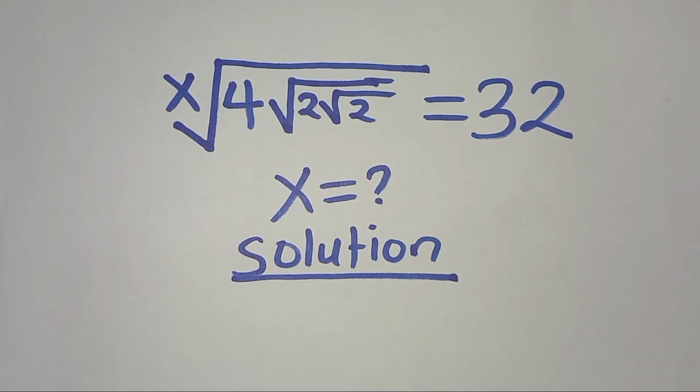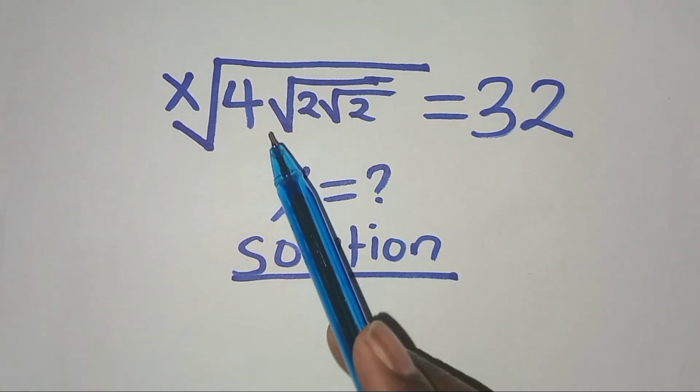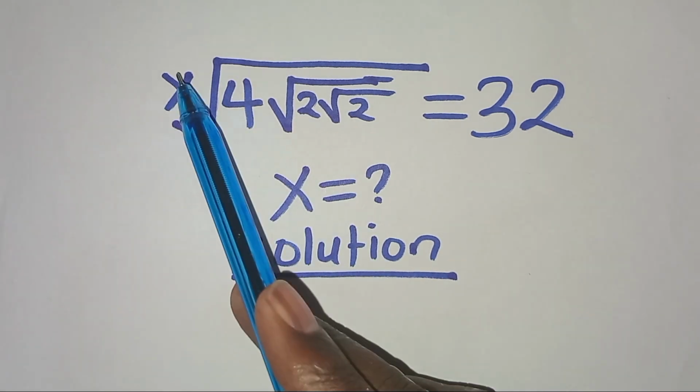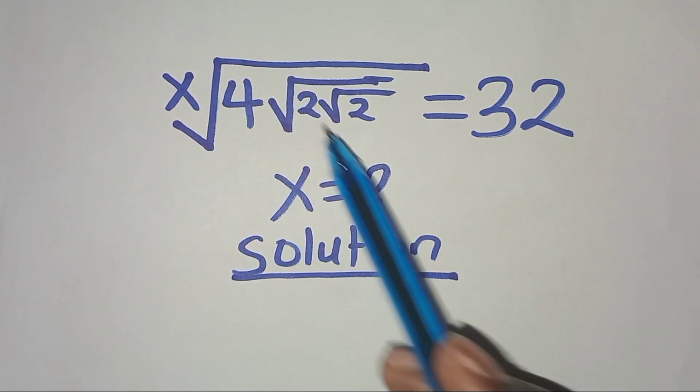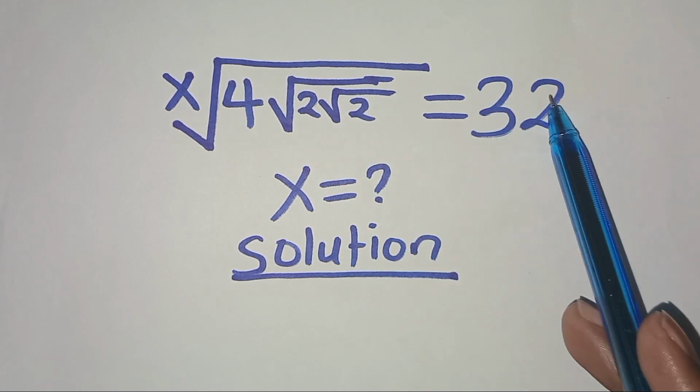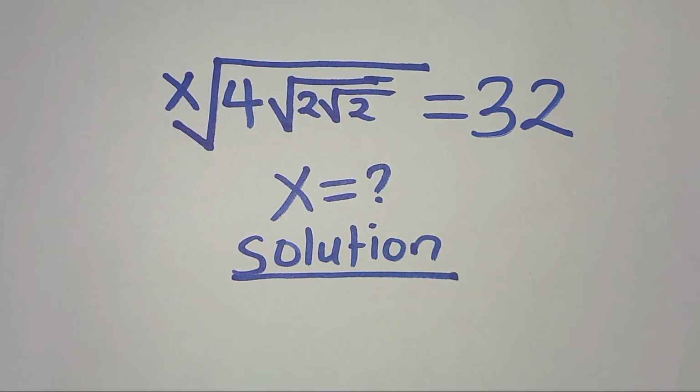Hello everyone, let's present a solution given this nested square root radical expression, which is the x root of 4 multiplying by square root of 2 multiplying by square root of 2. This is equal to 32. So what is the value of x?